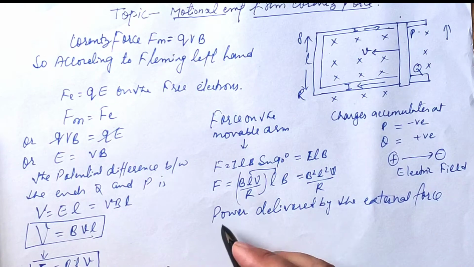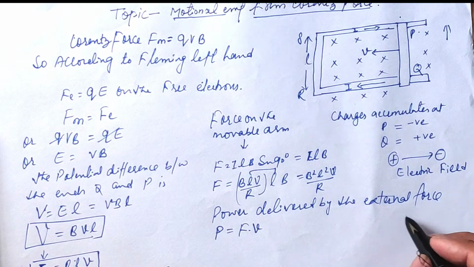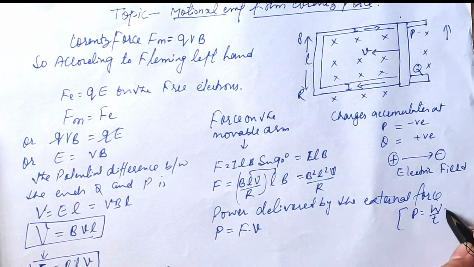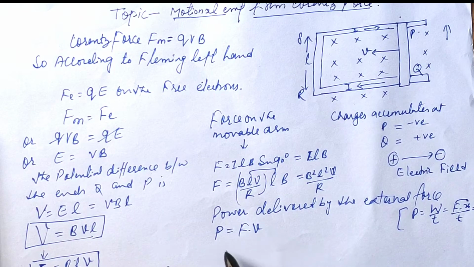Power is equal to force into velocity. This comes from the formula: power is the rate of doing work with respect to time, and work is force into displacement. Power is work done by time, and displacement by time is velocity, so it becomes F into V. Therefore we have written here F into V.